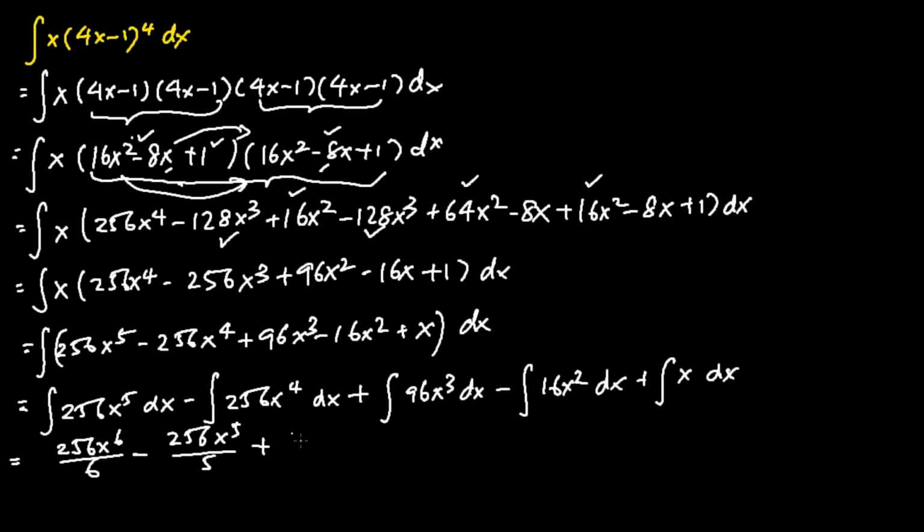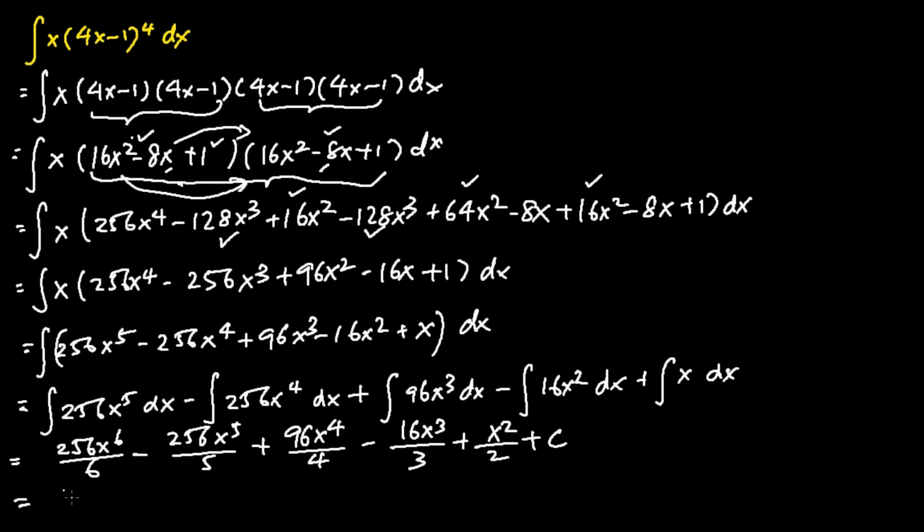The integral of it is 96x to the power of 4 over 4. Subtracting away the fourth term, which is 16x squared, when you integrate it, is 16x cubed over 3. And last but not least, the last term, when you integrate it, is just x squared over 2. And then we have a plus c. The very last step we're going to do is simplify the terms.